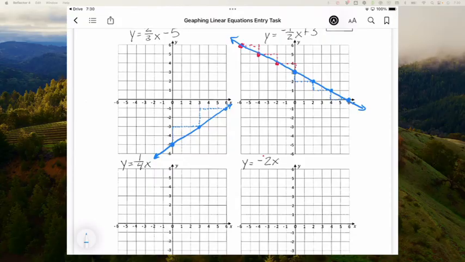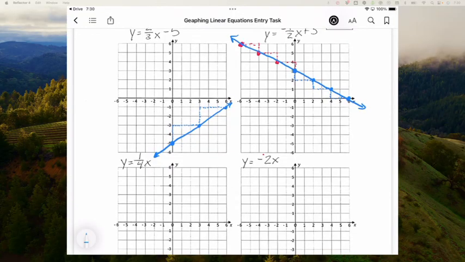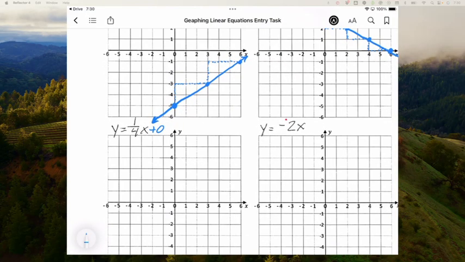Next we have what would be a proportional relationship because there is nothing being added to the end there, so we can consider that a +0. That would mean that our y-intercept is 0. And so we have something that passes through the origin, which makes that proportional. The slope is +1/4, so that means up 1 and to the right 4.